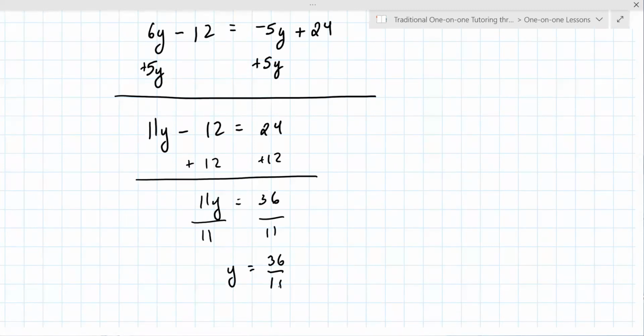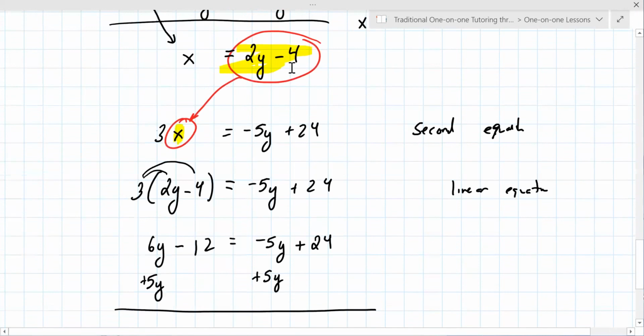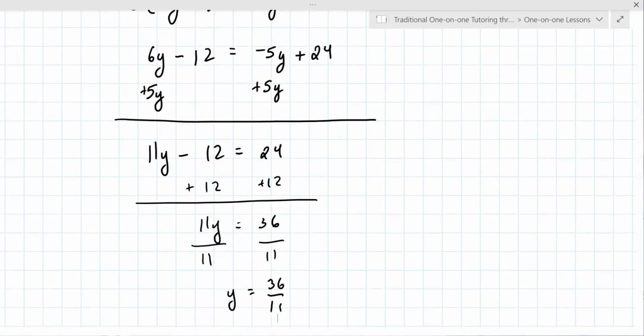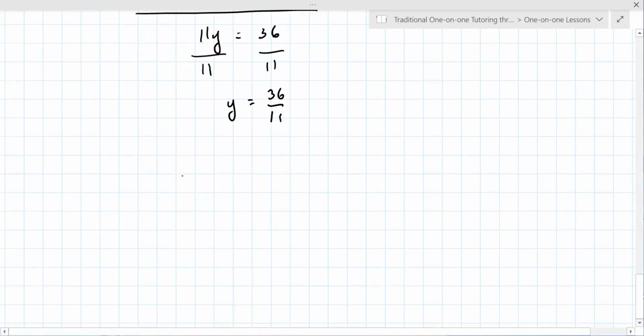That is a big problem. So now we've got to actually go back and find x. If you recall, we substituted in for x. We said that x is 2y minus 4. So there's a bit more here. X is 2y minus 4. So we have to take this value for y and put it in for x.